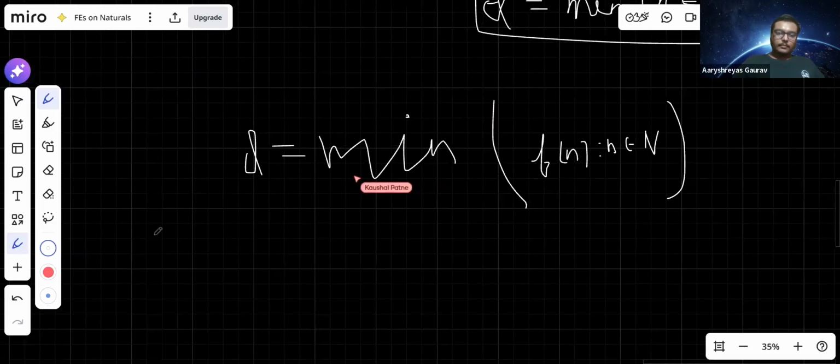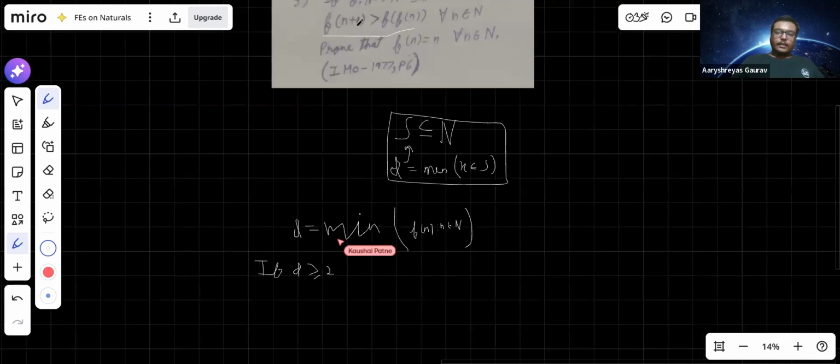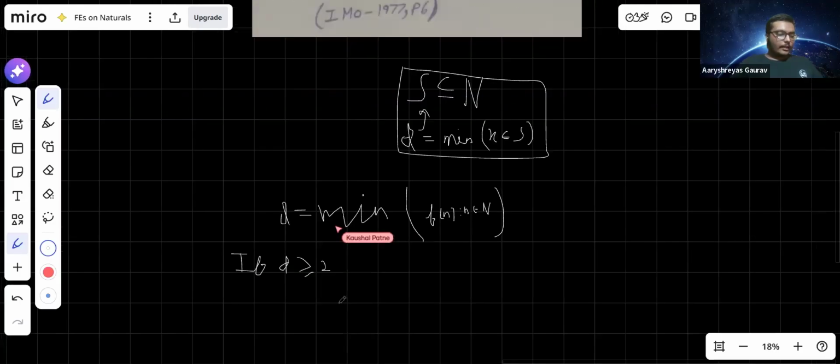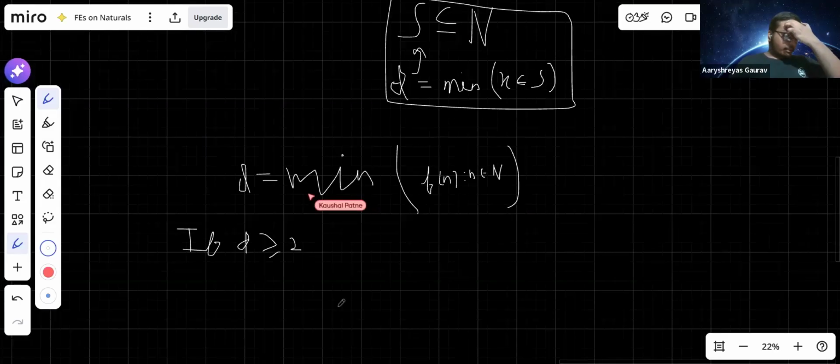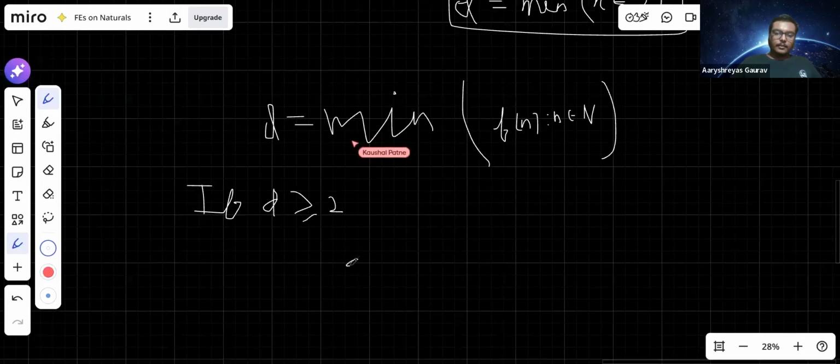A simple question. If D is greater than or equal to 2, well, if we look at this condition, if D is greater than or equal to 2, I can, wait, yeah, I can always put a D, sorry, well, let's say f of alpha is D.